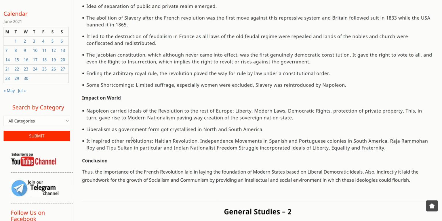Especially the liberal democratic ideals. Also, indirectly, it laid the groundwork for the growth of socialism and communism by providing an intellectual and social environment in which these ideologies could flourish.